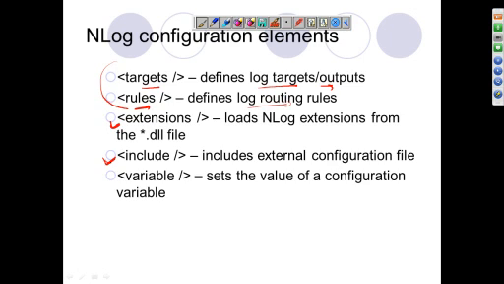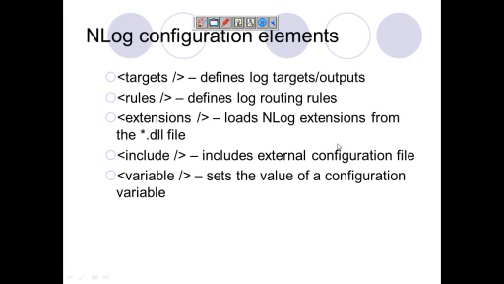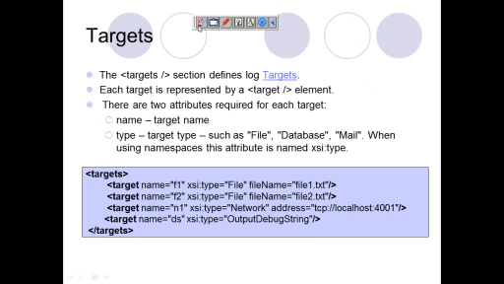So we can make use of include. This is generally used when you have a very complex project and when you really need to use multiple configuration files. Variable: you can define some variables also, and these variables can be used for your configuration purposes. So in the configuration file you can define some variables as well. First we'll see target.